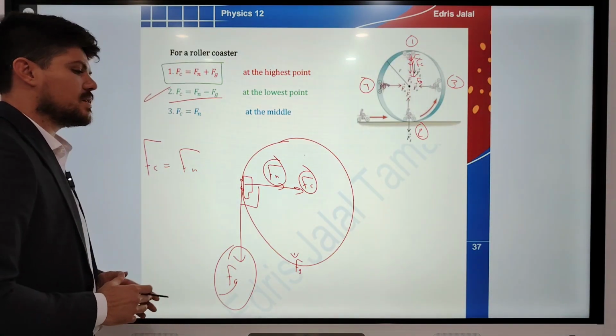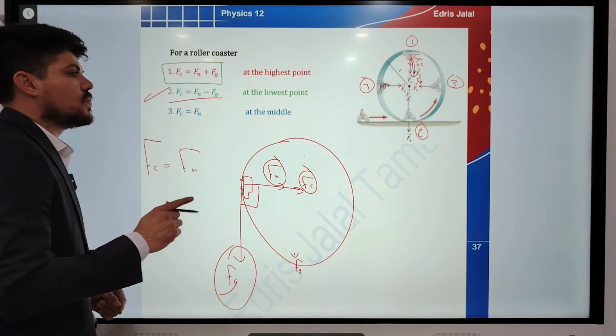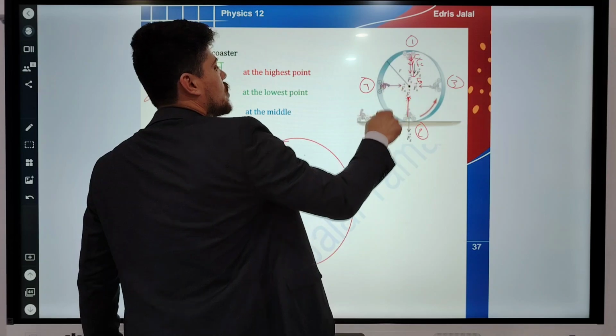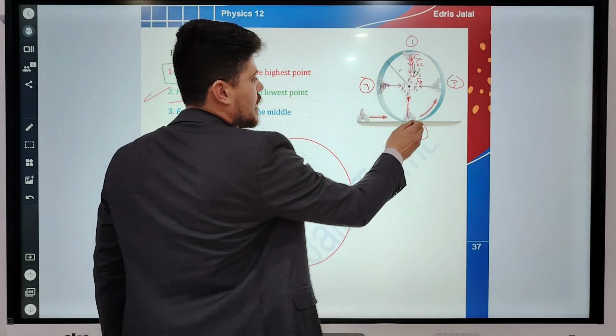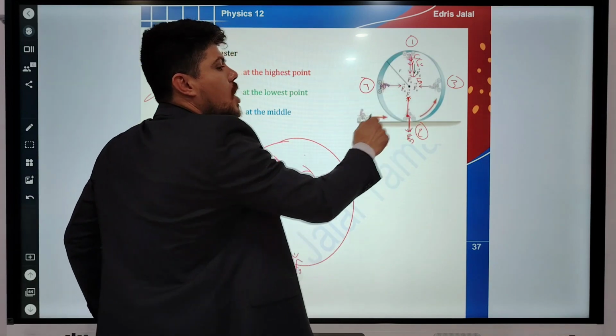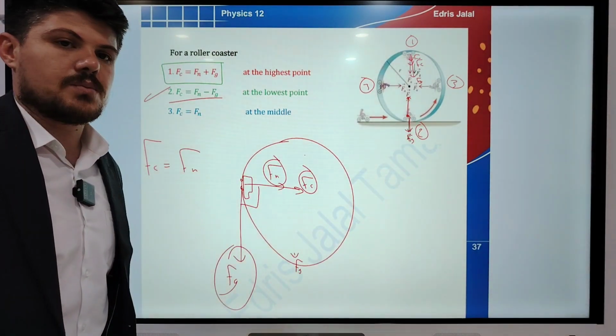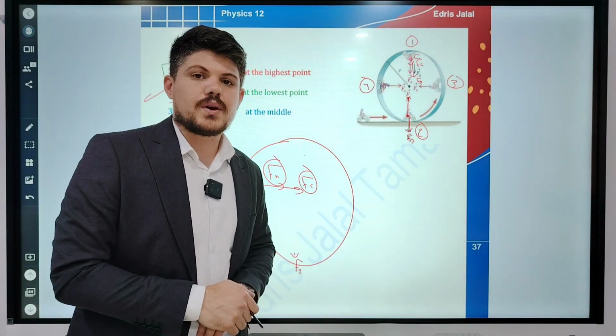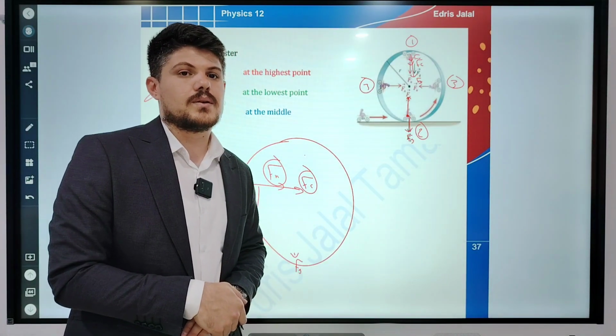Which forces provide the centripetal force? Only the forces in the same direction or the opposite direction of the centripetal force. So why in that case does Fg affect the centripetal force? Because it is in the opposite direction of the centripetal force. But a perpendicular force will not affect the centripetal force. Be careful.